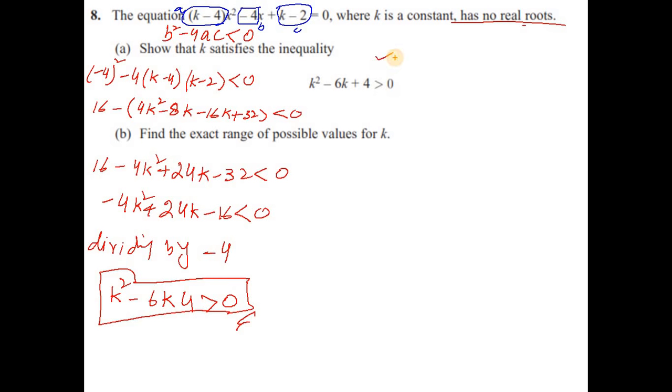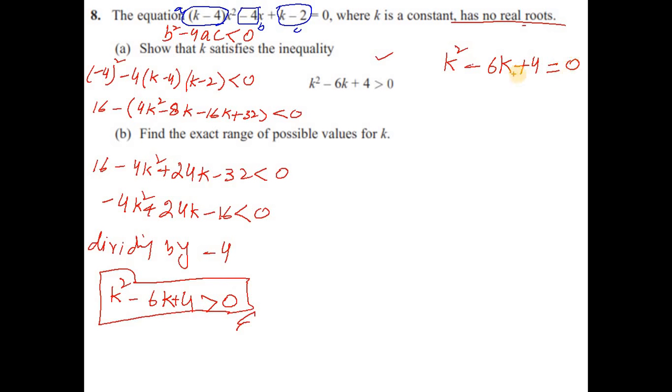Part B, find the exact range of possible values of k. Again, a typical question of this type. You need to solve this. This is k squared minus 6k, we have a plus sign. So you need to figure out the values of k for the inequality. So we solve the equation k squared minus 6k plus 4 equal to 0.